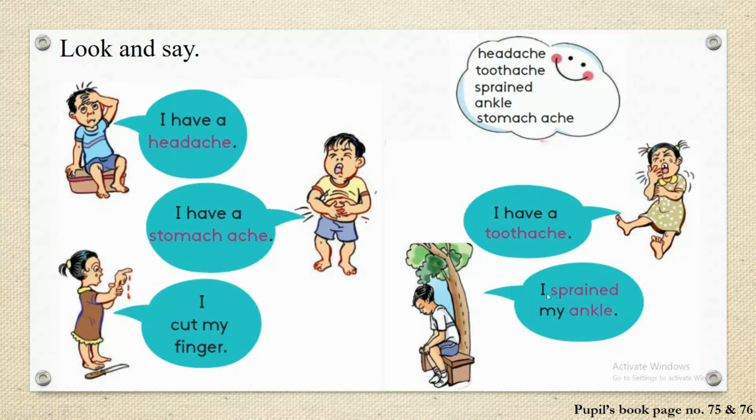I sprained my ankle, so this boy can't walk. There is a pain. That's why he is sitting on the bench. I sprained my ankle. Yes. Now let's see page number 75 again. I have a headache. I have a stomachache. I cut my finger. I have a toothache. I sprained my ankle. Yes. From this lesson, what did you learn?